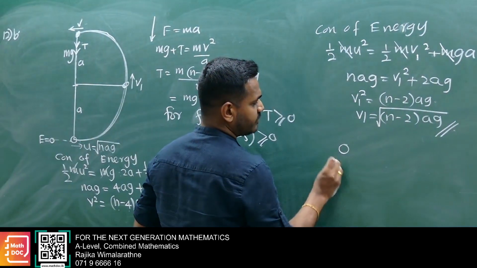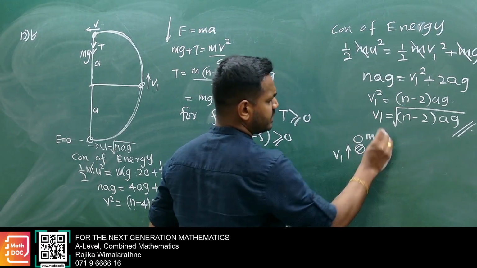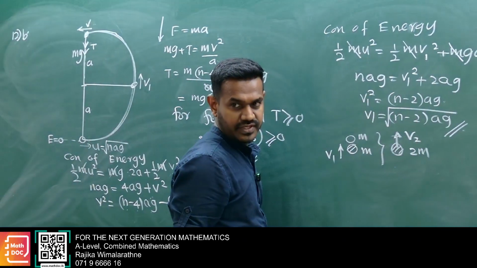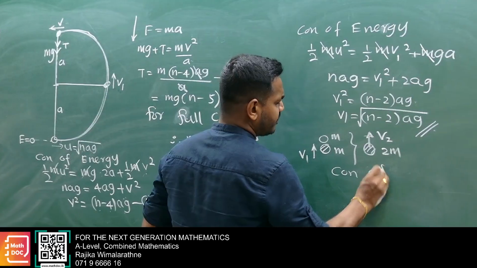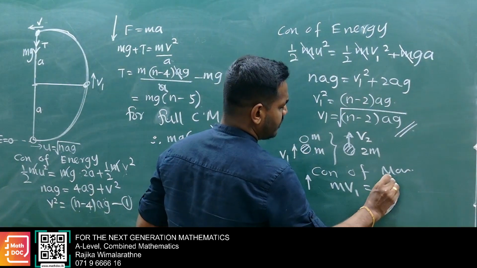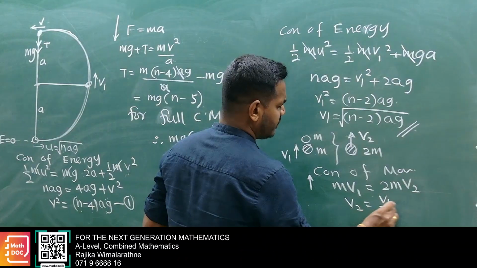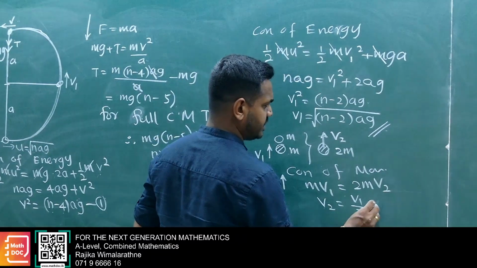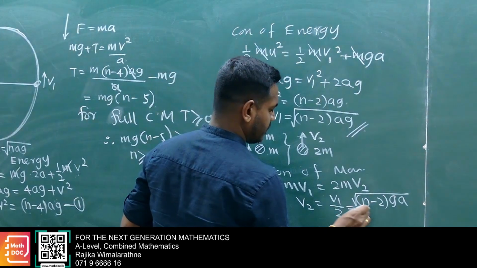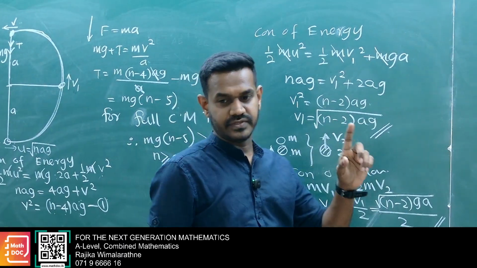Then v1 is the square root of n minus 2 ag. Here is the velocity. Thereafter it collides with another particle of the same mass, m and m, with velocity v1. After the collision, the mass is 2m, moving with velocity v2. Then use conservation of momentum: m v1 equals 2m v2. Then find v2: v1 over 2, where v1 is the root of n minus 2 ag, divided by 2. This is the velocity after collision. Then that depends on completing the further motion. Okay, do that after this.